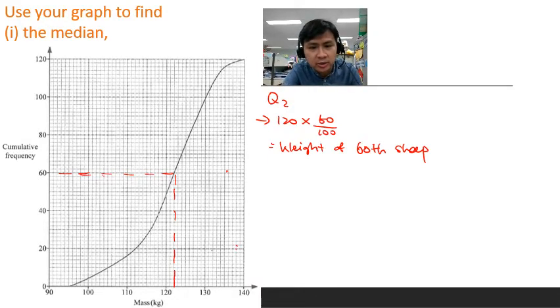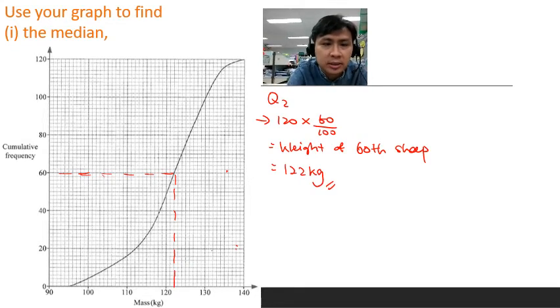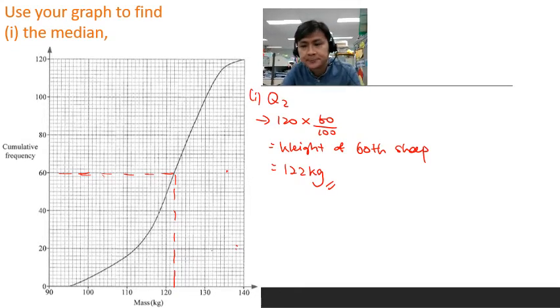Based on our answer, the median in this case will be 122 kg. So this is how we calculate the median of the data. Okay, let's take a look at the interquartile range now.